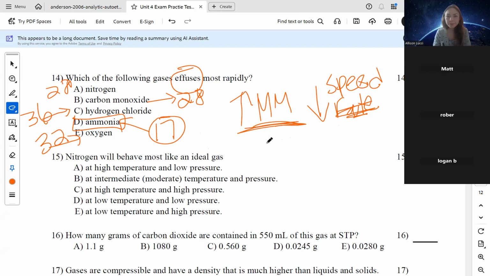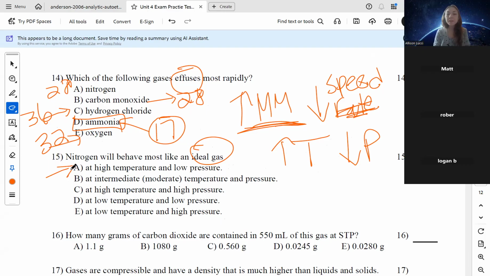All right, so we have number 15. When will nitrogen behave most like an ideal gas? I mentioned in class that gases like high temperature, right? They have all that energy. When you're in gaseous state, you probably have higher temperature than when you're in your liquid or solid phase. So high temperature and low pressure, right? They like to spread out. They don't like to be contained. So A for this one. Yeah, so high temperature, low pressure.